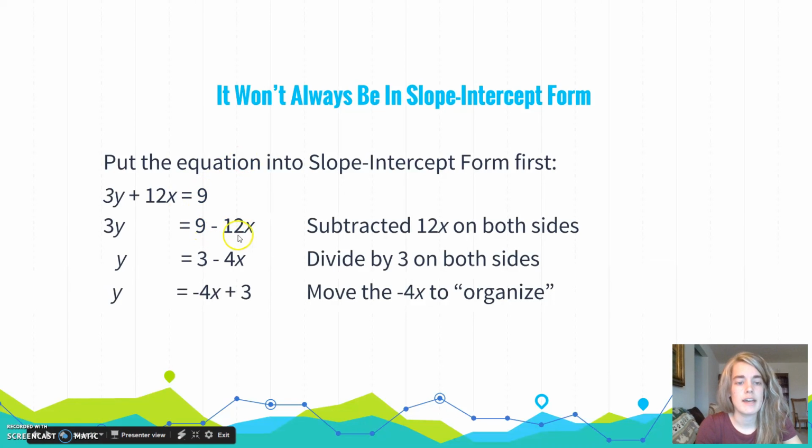So we have our minus 12x, and then we just need to get rid of this 3. So to get rid of a 3, you have to divide by 3 on both sides. 9 divided by 3 is 3. -12 divided by 3 is -4. So you can leave it like this, y equals 3 minus 4x, but again, I shifted it a little bit so that my variable was in the front. So I just moved the -4x up front and the positive 3 in the back. So in this case, the slope is -4 and the y-intercept is 3.